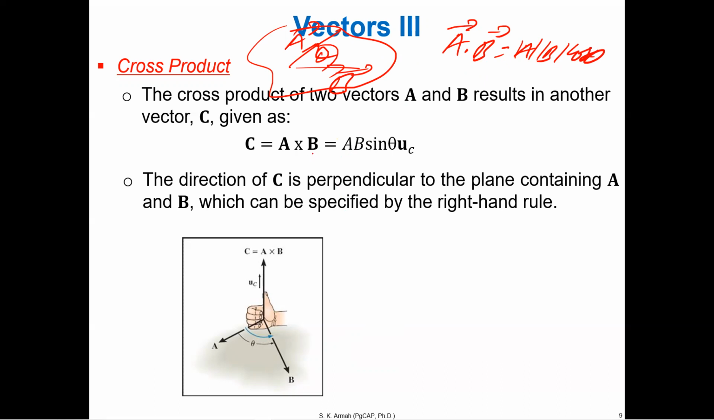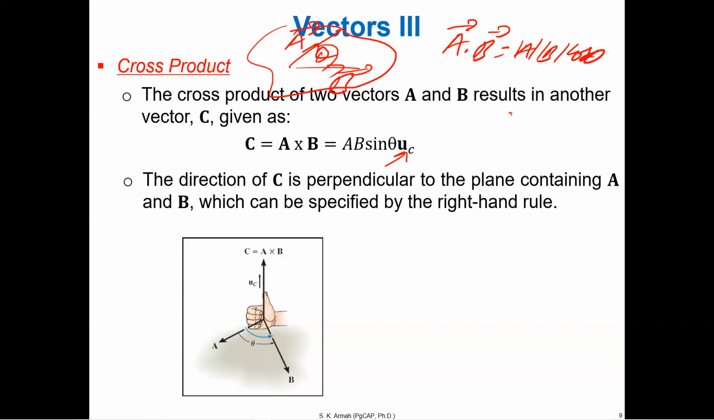The cross product, we use this multiplication sign. It's magnitude of A times magnitude of B sine theta. But the cross product is a vector quantity, whereas the scalar product is a scalar quantity. So it has a direction. The direction is determined by a unit vector.